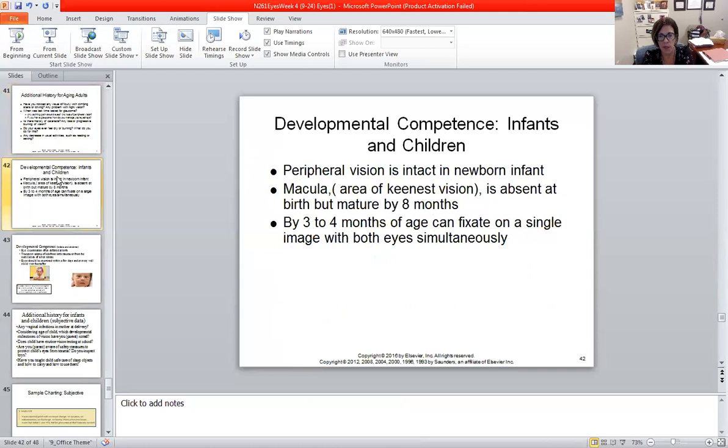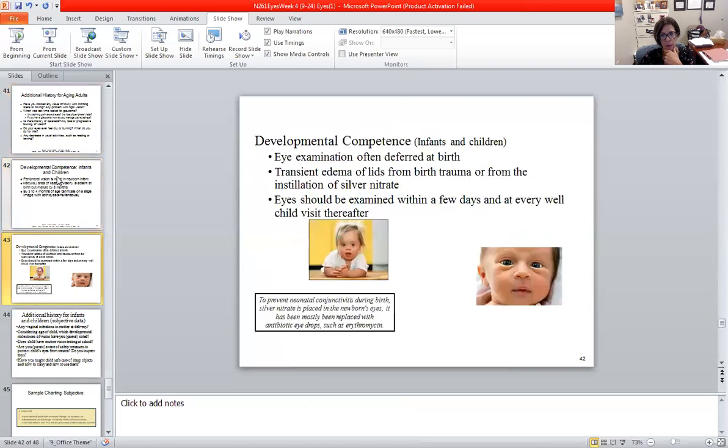Okay, so now we're moving on to kids. Peripheral vision is intact in the newborn. The macula, which is your keenest sense of vision, is absent, but it matures by about 8 months. By 3 to 4 months, they can fixate on a single image with both eyes at the same time. Developmental eye exams are usually deferred at birth, because with infants, they're usually given prophylactic ointments. There is usually edema on their lids after birth, so they usually put silver nitrate. So they usually give the eye exam maybe a few days after birth.